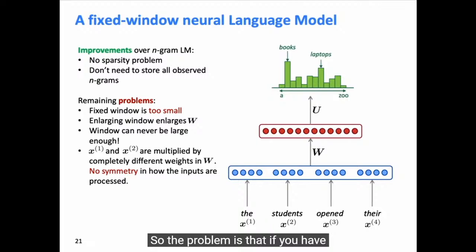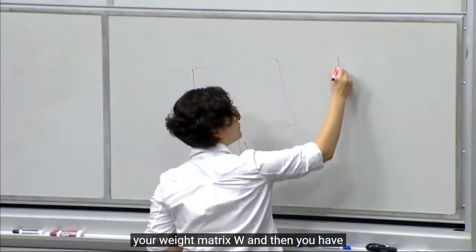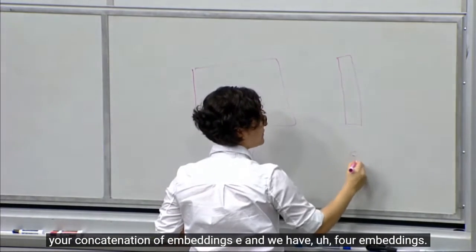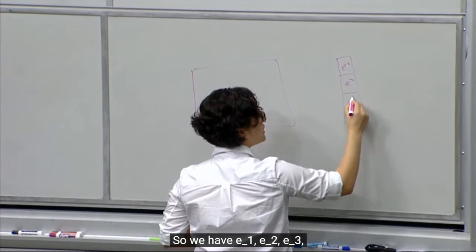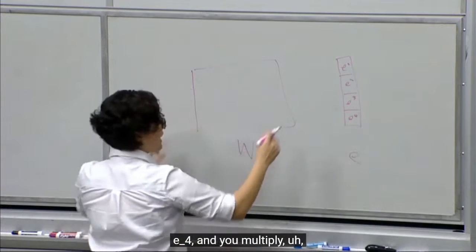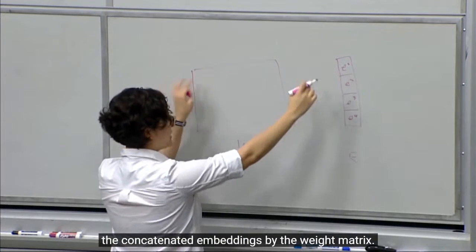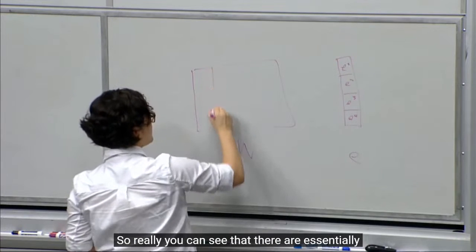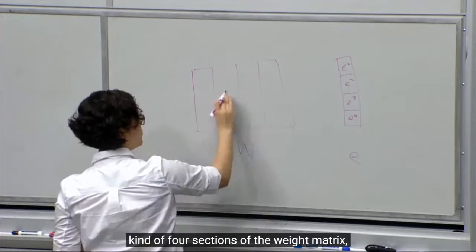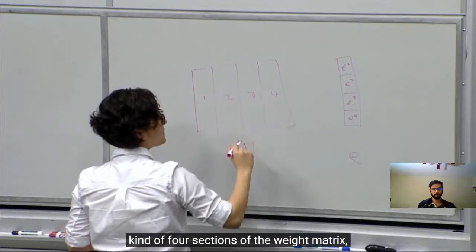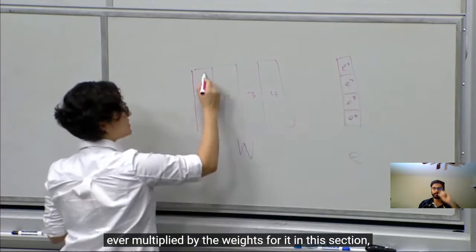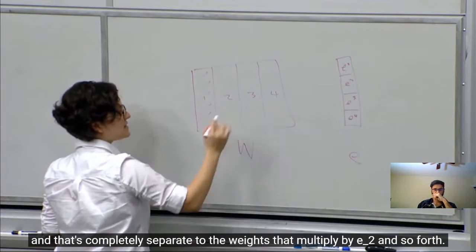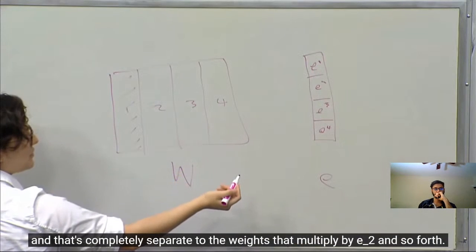So the problem is that if you have your weight matrix W, and then you have your concatenation of embeddings E, and we have 4 embeddings, so we have E1, E2, E3, E4, and you multiply the concatenated embeddings by the weight matrix. You can see that there are essentially 4 sections of the weight matrix. The first word embedding E1 is only ever multiplied by the weights in this section, and that's completely separate to the weights that multiply E2, and so forth.